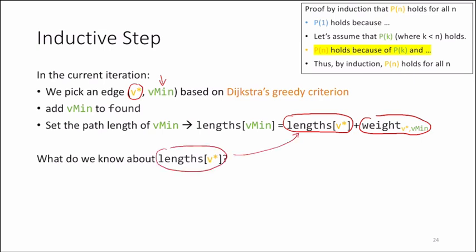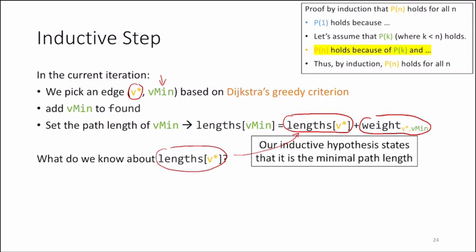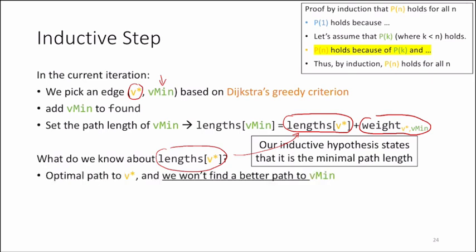So what do we already know about the length here? What we know is that, due to our inductive hypothesis, that has to be the minimal path length. All right, there's just one last piece to this proof, which is that we already have the optimal path to v*, and we will not find a better path to vmin. There's no possibility that later on we'll find a better path to vmin than what we just computed.